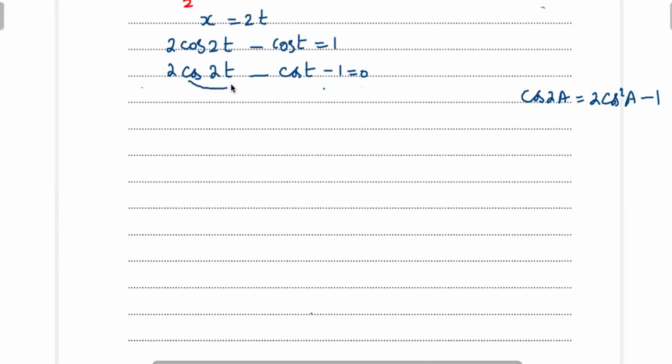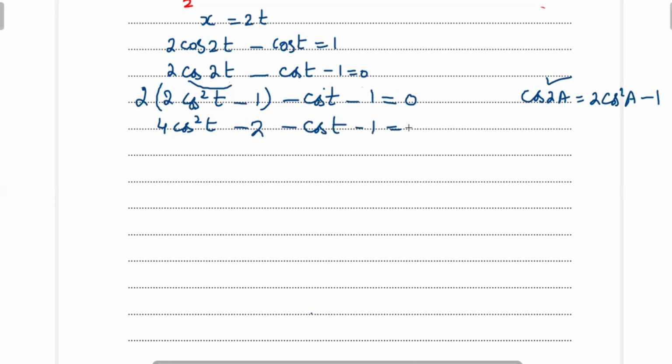Now cos 2t, we use the double angle formula, and this formula is given in your formula sheet. The cos 2a is equal to 2 cos square a minus 1. We can write this as 2 into cos square t minus 1. This is the value of cos 2t, and 2 is written as it is. Minus cos t is written as it is, minus 1. If we simplify it, we get 4 cos square t minus 2 minus cos t minus 1 equal to 0. Now we can write it as 4 cos square t minus cos t minus 3 equal to 0.